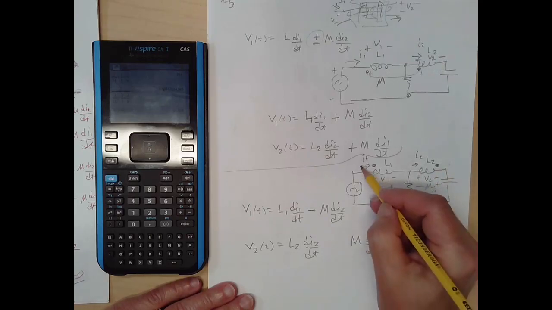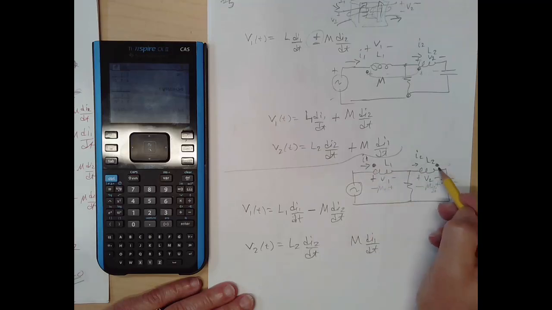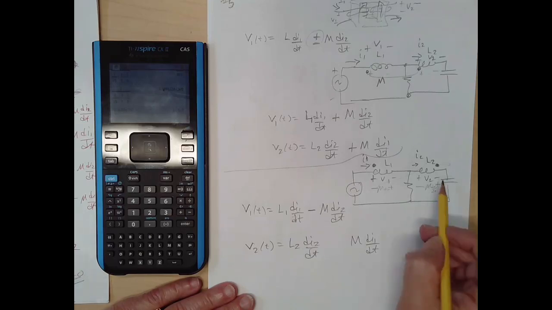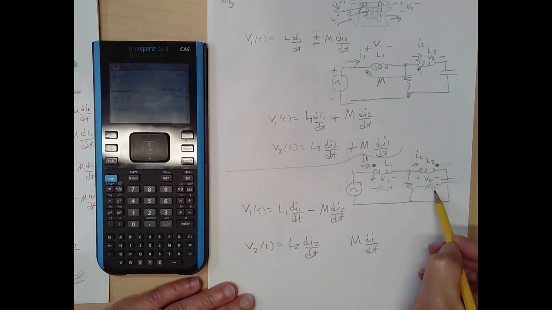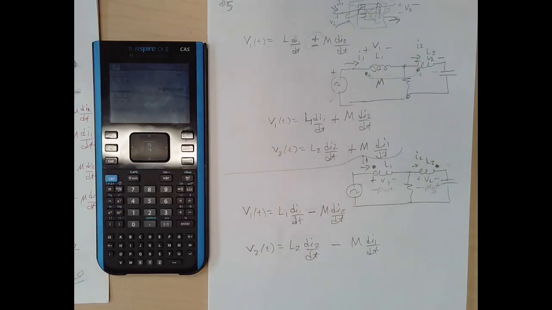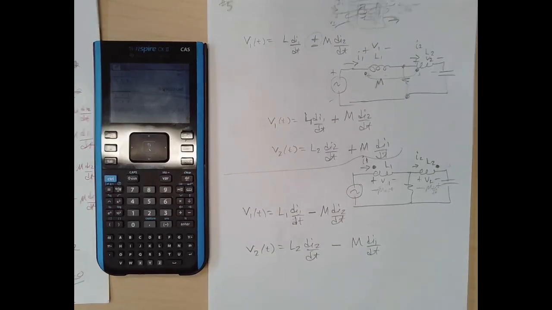Plus at the dot, because current goes into the dot and makes a plus voltage at the other dot, but it's the opposite of what V2 is, right? V2 says plus is here. The M di1/dt says no, plus is here, the opposite, so it's going to get a minus sign. All right, hopefully that makes sense.